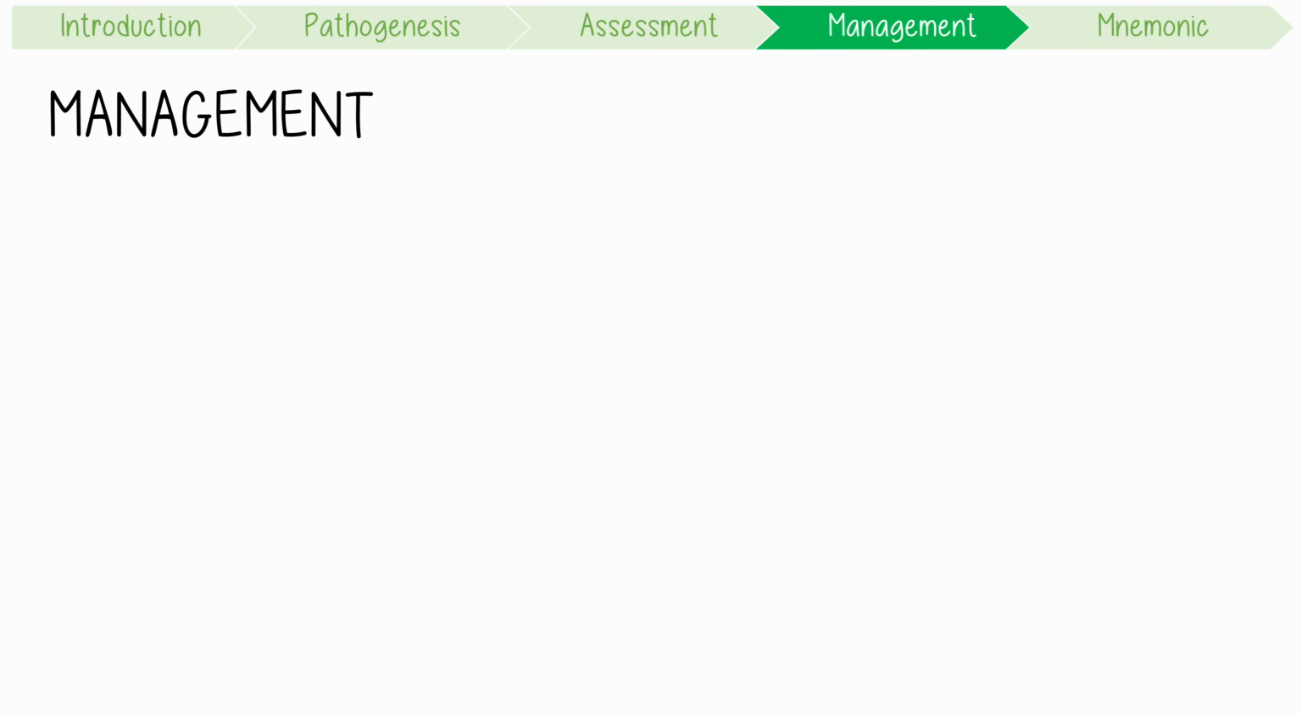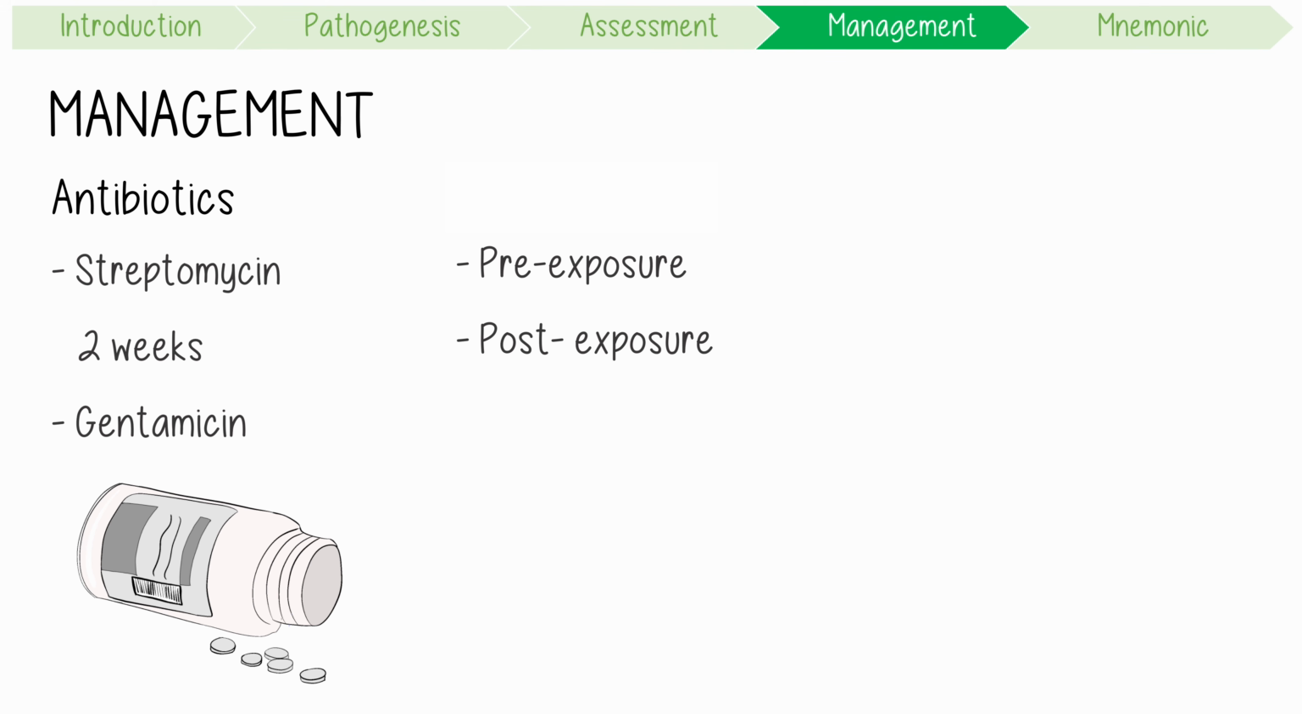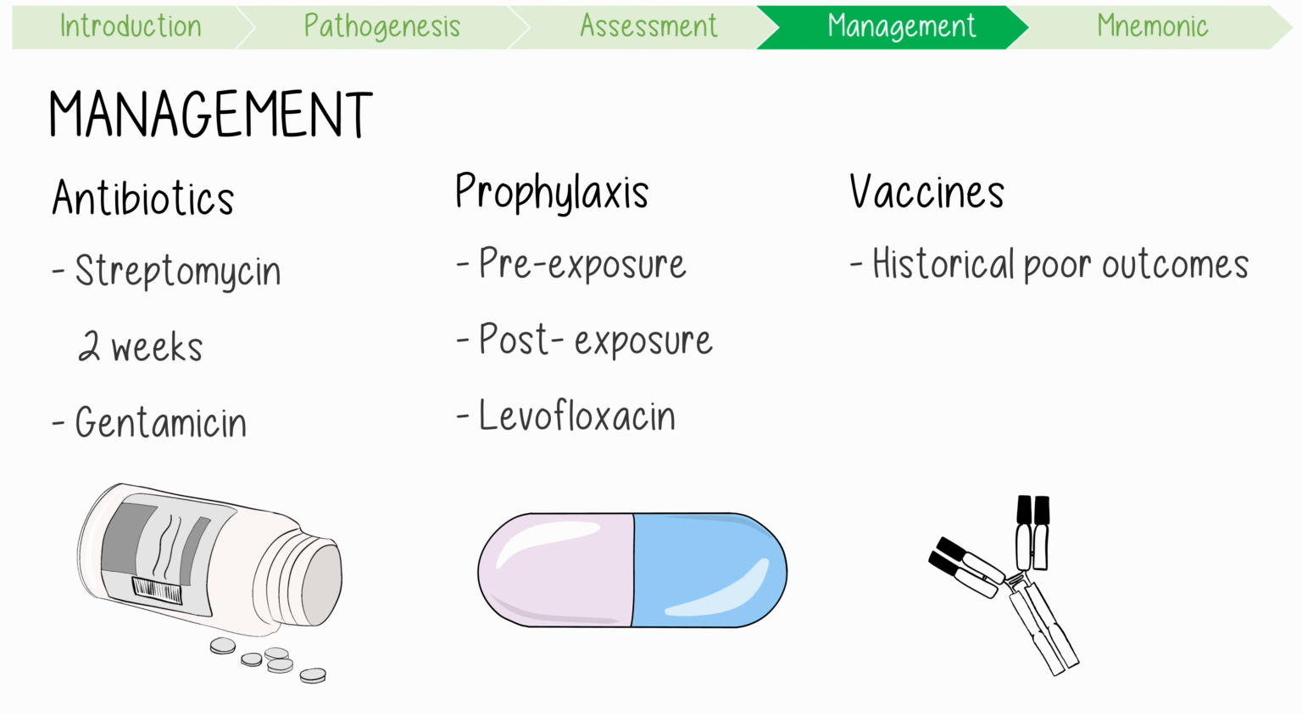For the management of plague, antibiotics are effective. Historically, streptomycin has been used for 2 weeks, but in view of its side effect profile, gentamicin might be a better option. For pre-exposure and post-exposure prophylaxis, levofloxacin is approved by the FDA, and historically, vaccines for this disease have had poor outcomes, although some governments are still pursuing their development.